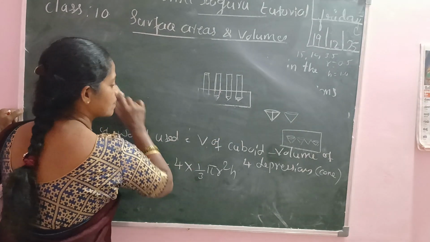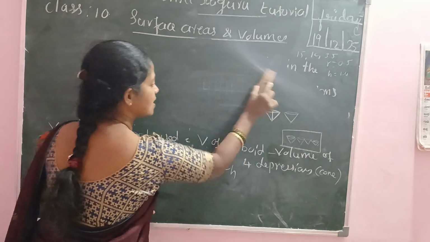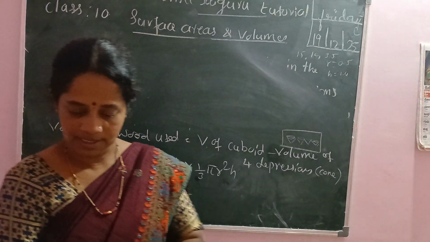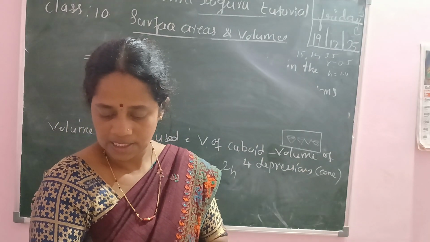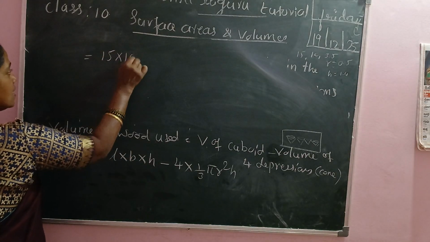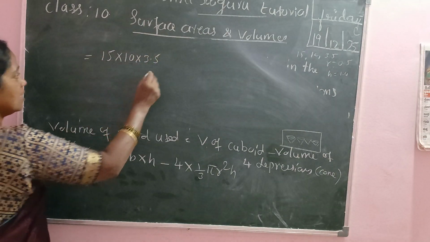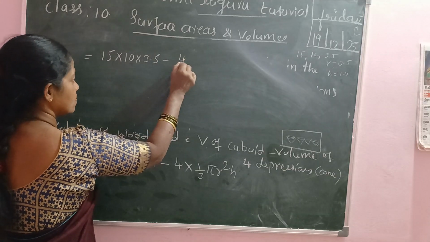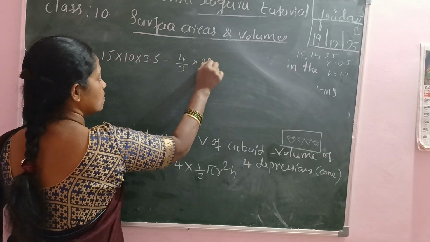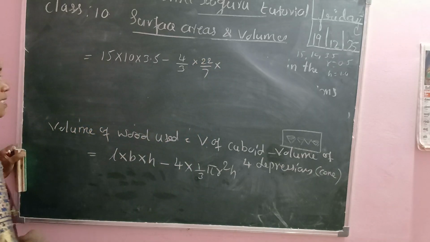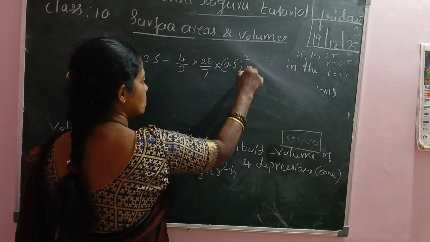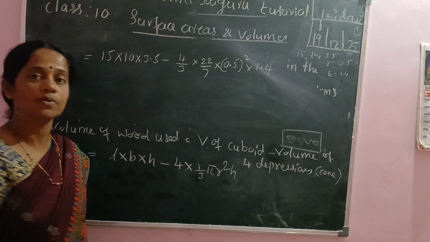Now carefully, the diagram also, I think you understand. What is L? Again I should say, the length is 15, 10 and 3.5. So 15 into 10 centimeter into 3.5, minus 4 into 1 by 3, that is 4 by 3, pi value 22 divided by 7, the radius 0.5 square, into the height of depression 1.4.